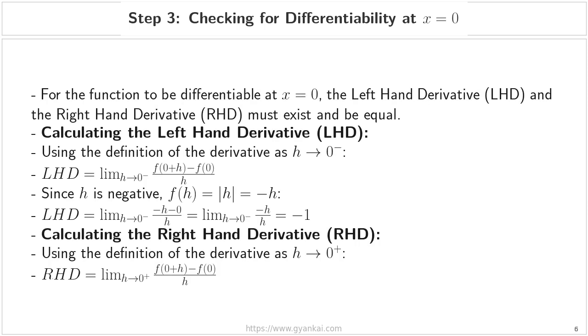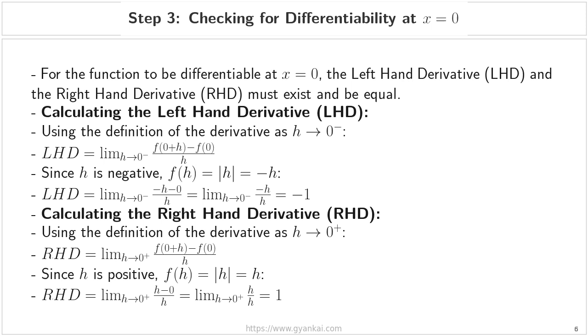Next, let us calculate the right-hand derivative, or the RHD. For this part, we take the limit as h approaches 0 from the right. Using the same derivative definition, we again look at the limit of the function of 0 plus h, minus the function of 0, all divided by h. In this instance, since h is approaching 0 from the right, h is a positive value. Therefore, the absolute value of h is simply h. When we plug this into our expression, we get h minus 0, divided by h. This simplifies to h over h, giving us a right-hand derivative of 1.